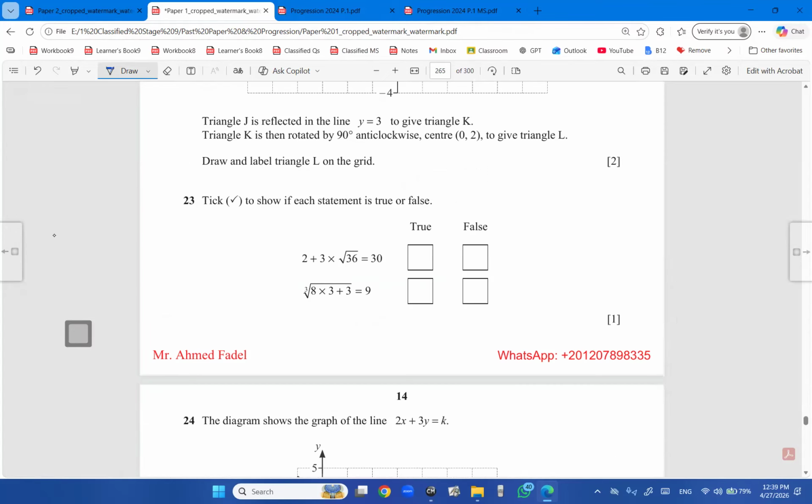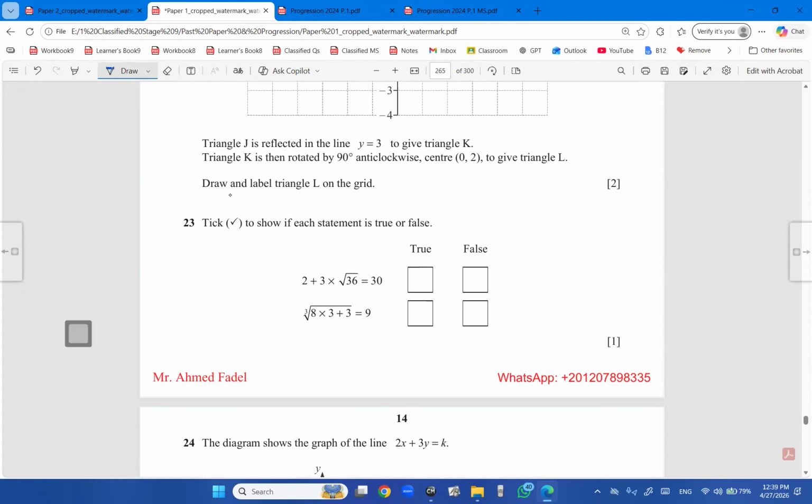Next, tick to show if each statement is true or false. So this one over here, you're going to say it's 2 plus... I'm not going to add first. I need to multiply first. 3 multiplied by 6 is 18. So 2 plus 18 is 20, not 30.